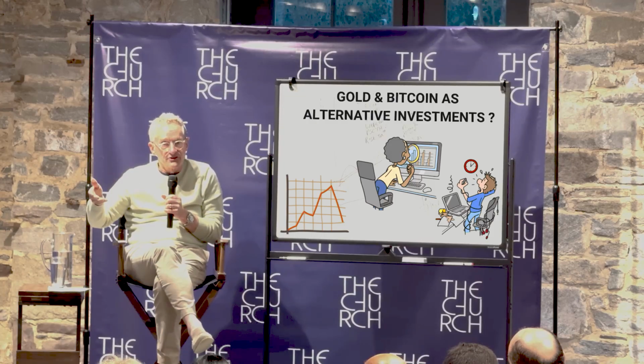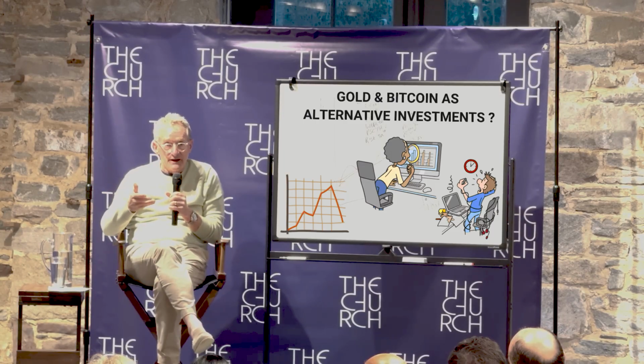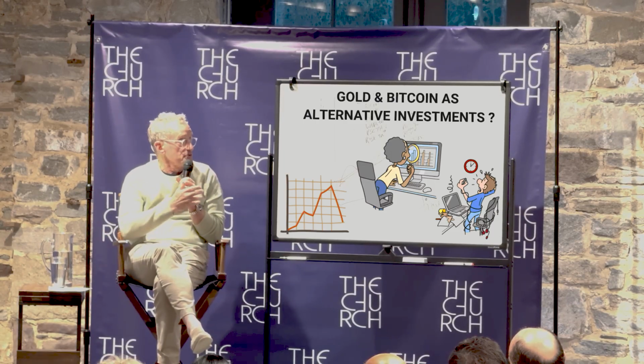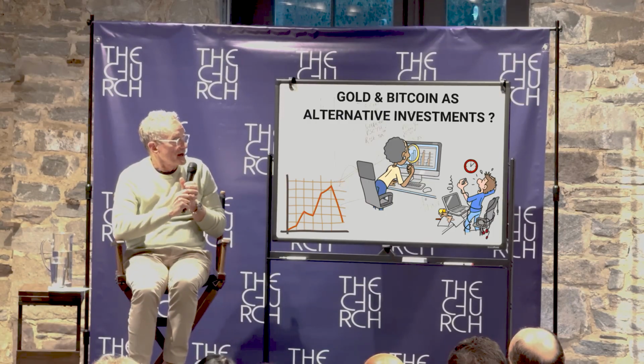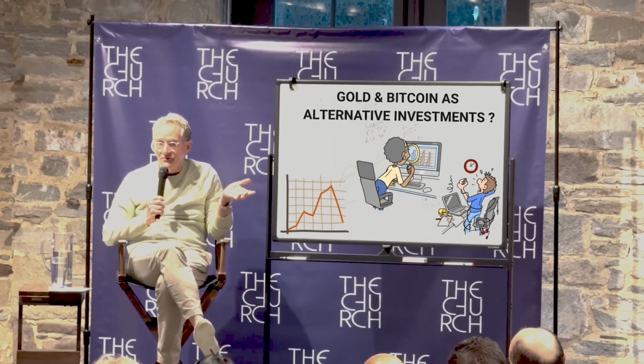Then there are a bunch of assets in the world that don't throw off cash flow. Diamonds, furs, paintings, a barrel of oil, gold, and Bitcoin. They don't throw off cash flow. And so several times in my discussions tonight, I talked about something called fair value. And if something doesn't throw off cash flow, you can't say what the fair value is.